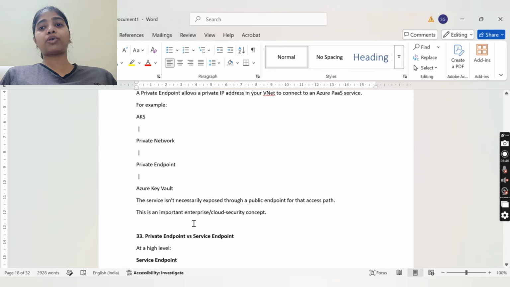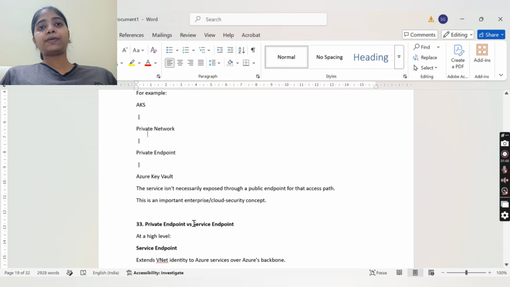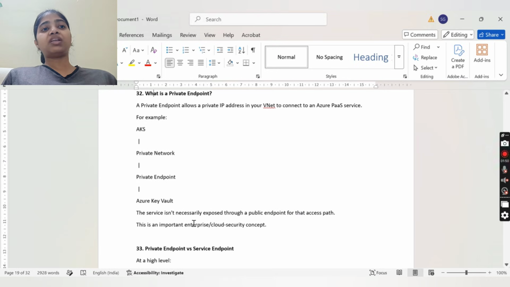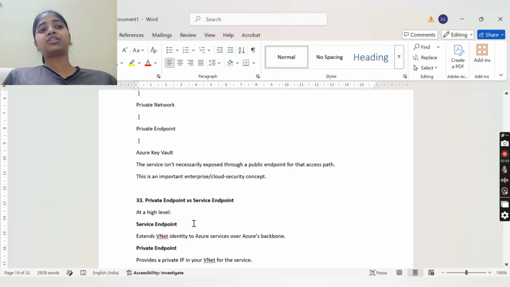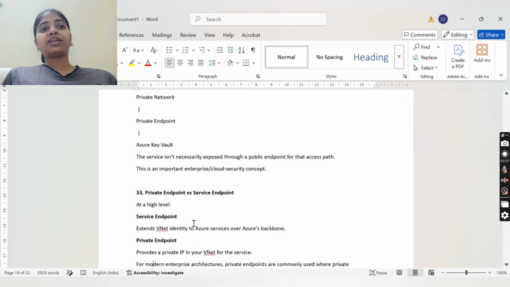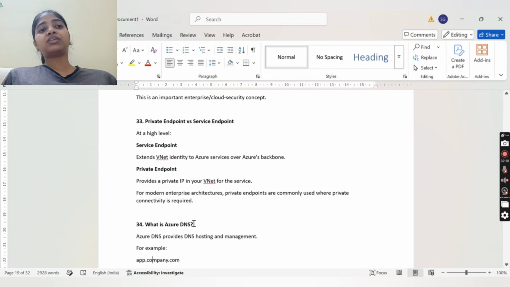Basically, when we want to privately access any Azure service, we can create a private endpoint, which will give a private IP address in your VNet to connect to an Azure PaaS service. So this service isn't necessarily exposed to a public endpoint for that access. This is an important enterprise cloud security concept. Private endpoint versus service endpoint. A service endpoint extends VNet identity to Azure services over Azure's backbone.